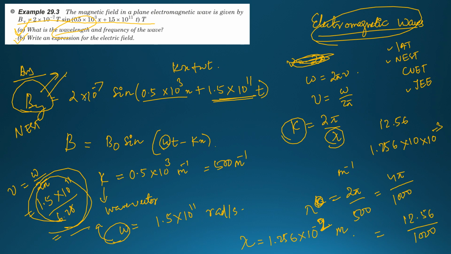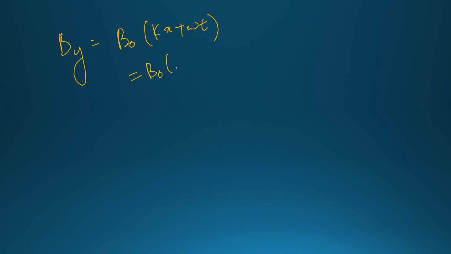Magnetic field is in y direction. What is the direction of electric field here? Can you tell me? Oh, sorry, what is the direction of the wave? Suppose By is equal to B naught (kx + omega t). It should have been omega t minus kx.